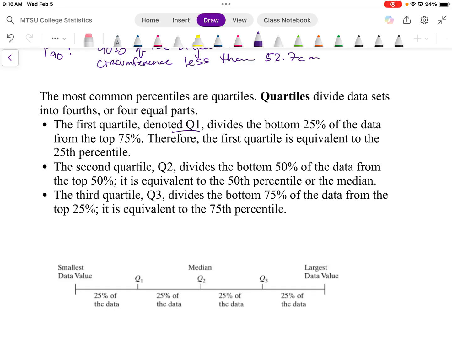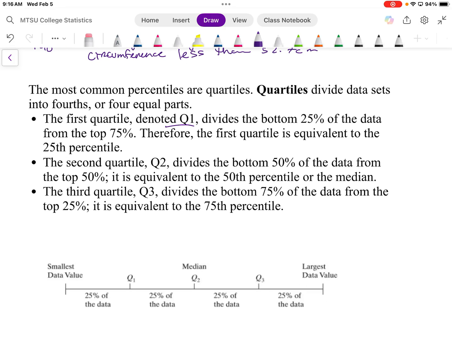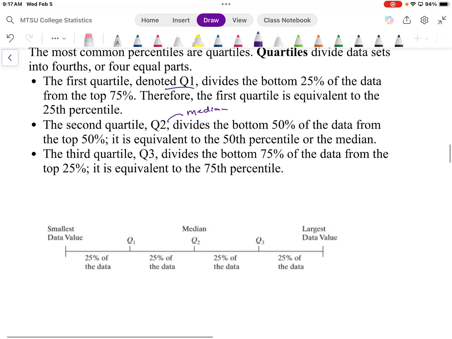The second quartile is Q2. We usually refer to that as the median. The median is where the second quartile occurs. And then at the transition from the second quartile to the third, we have the third quartile. There's 75% of the data to the left of it.